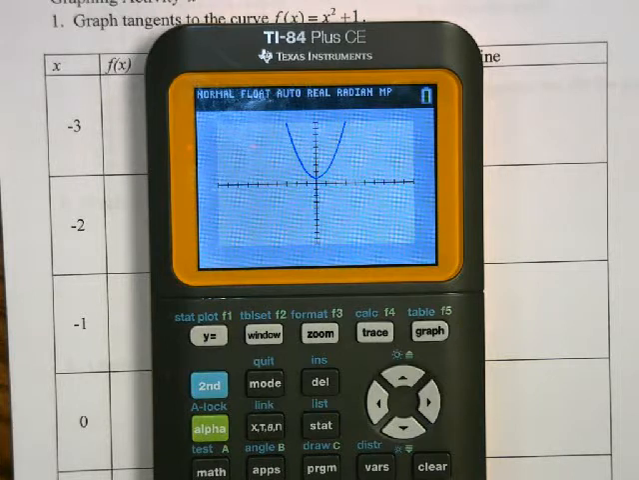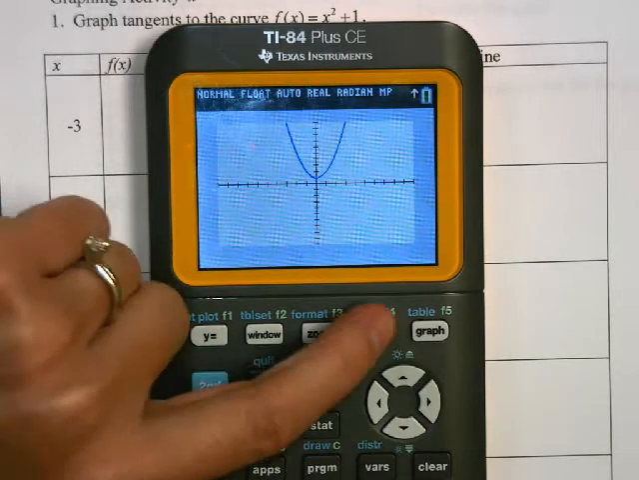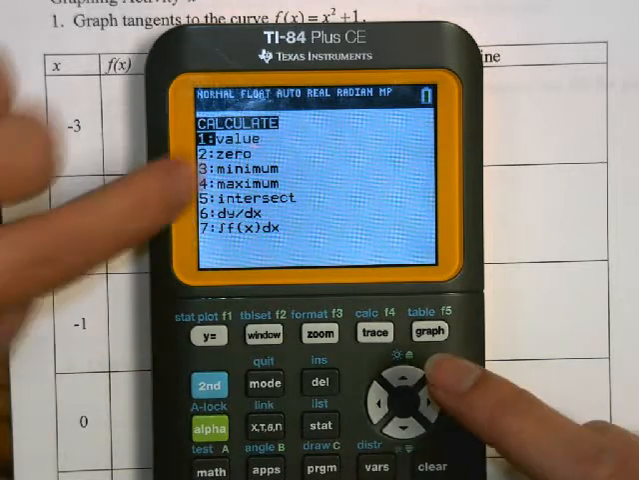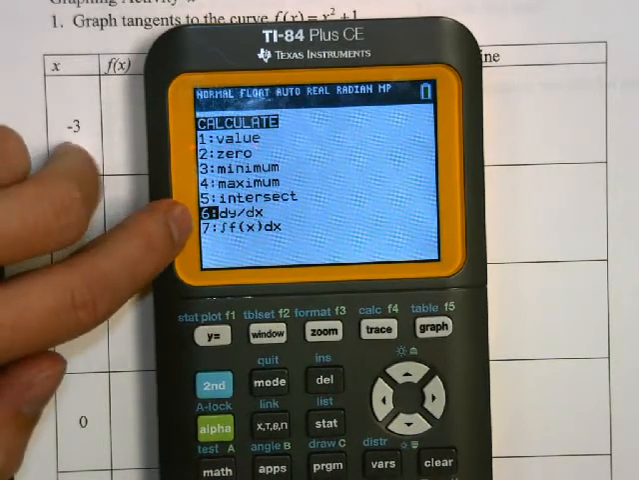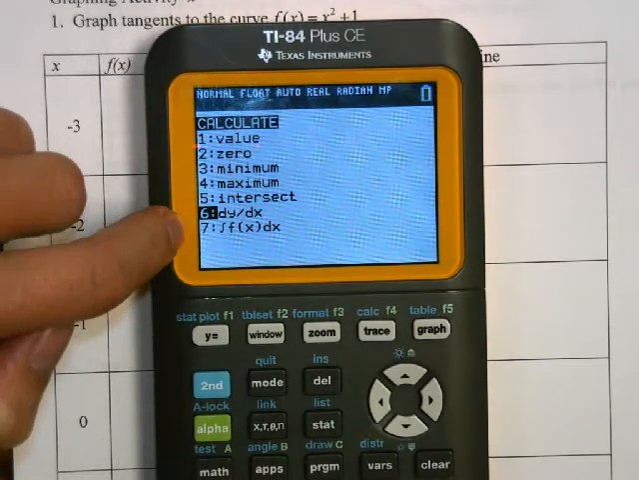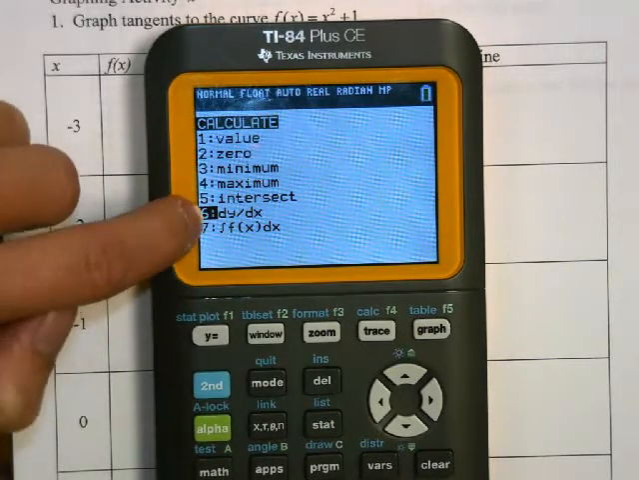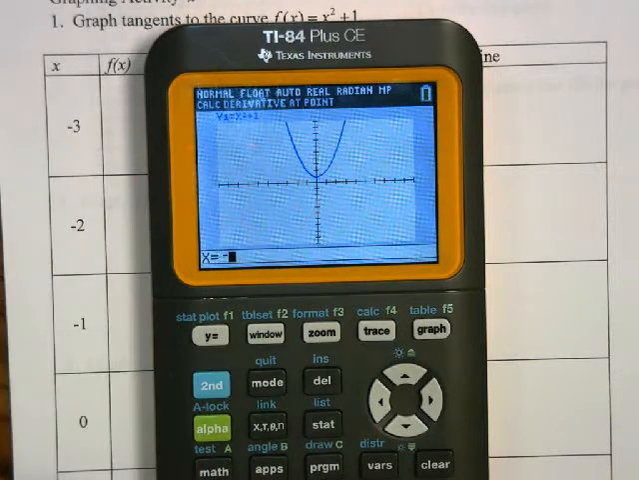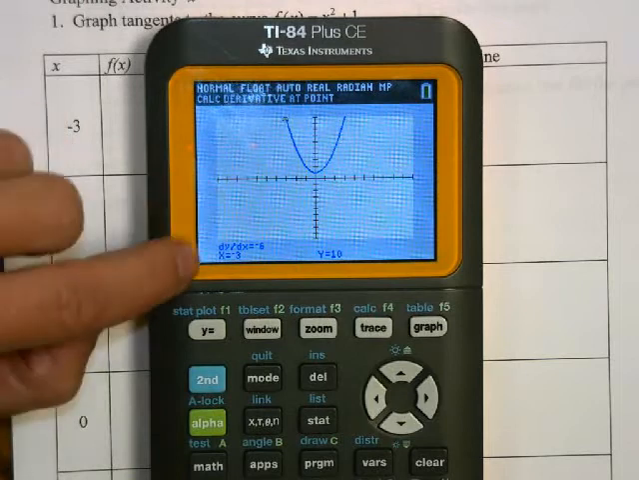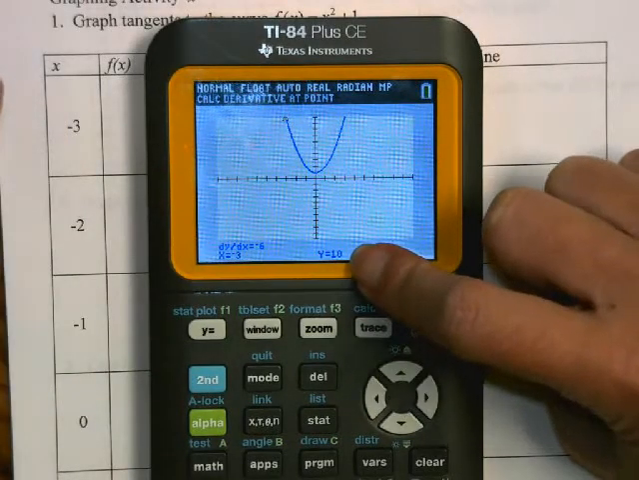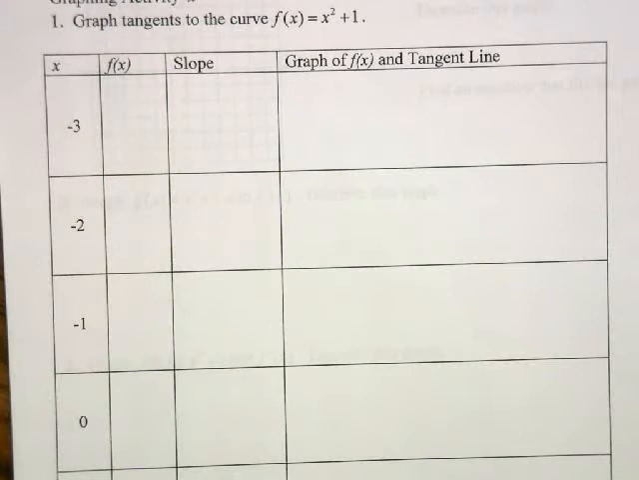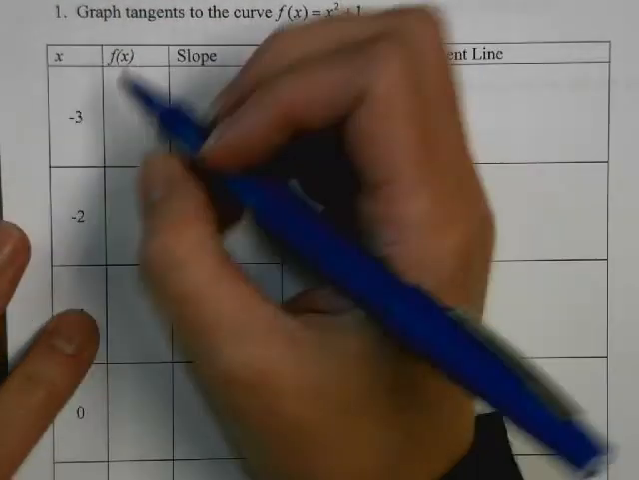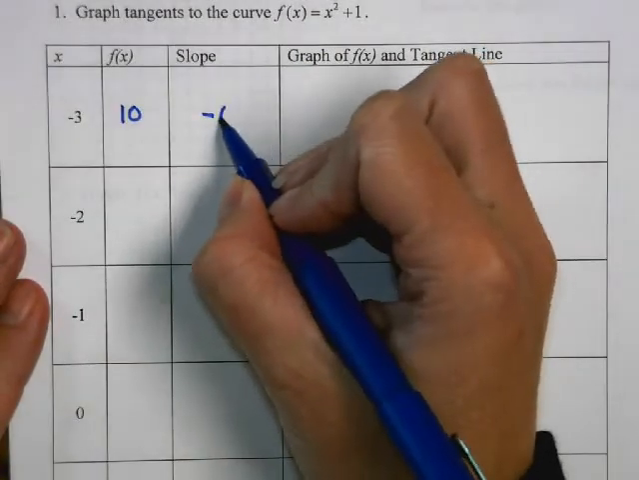What we're going to do is we're going to find the function value and the slope all in the same step. So if you go to second calc, we're going to calculate down here dy dx. That is the notation for the derivative. So this is going to give us the derivative or the slope at a specific location. So I'm going to do that, and then I'm going to type in -3. And what you see here is x equals -3, y equals 10, and dy dx equals -6. So that's what we're going to put in our chart. So this is 10, this is -6.